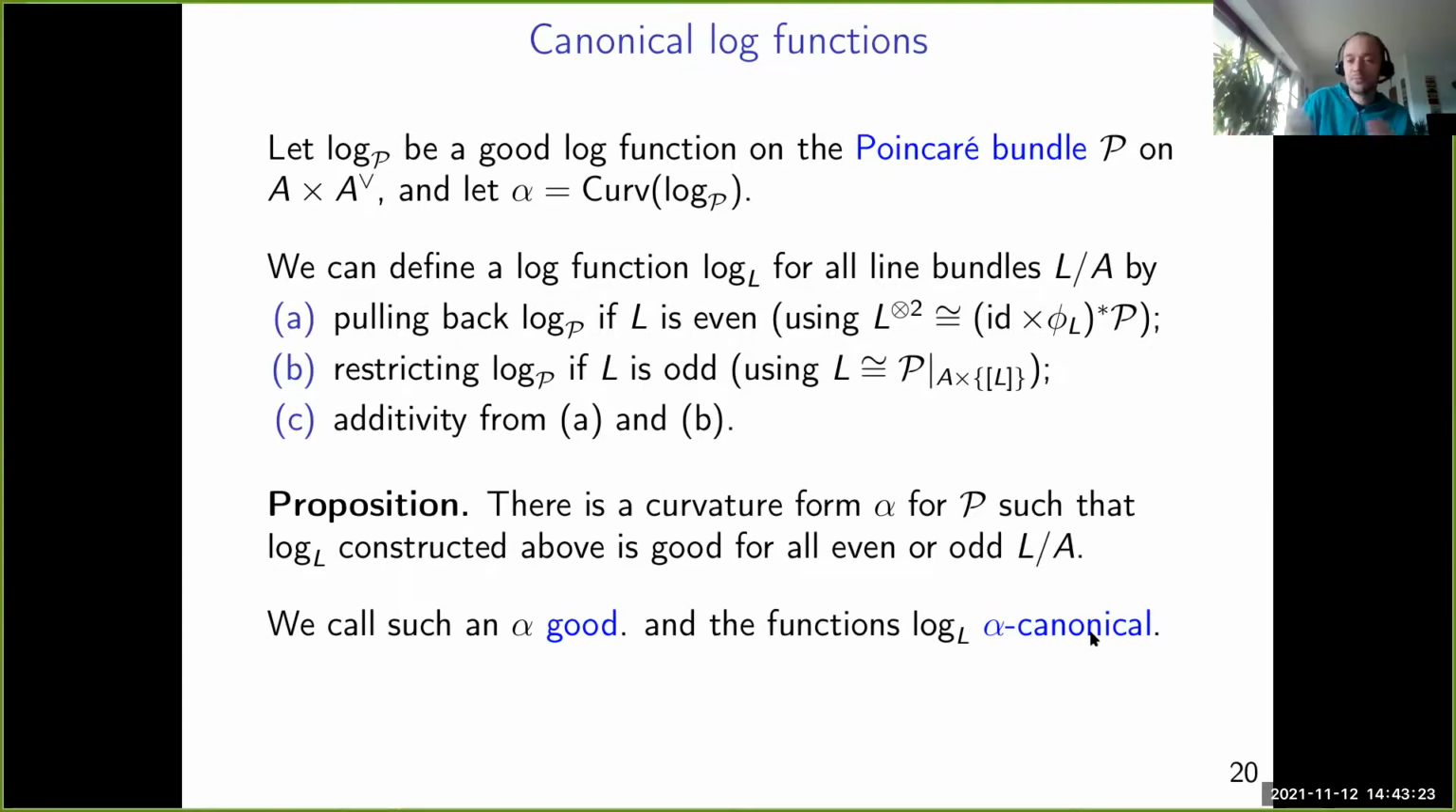In what follows, we will fix the choice of such an alpha, and then we can talk about canonical log functions. Maybe as a side remark, these alphas are in one-to-one correspondence with splittings of the Hodge filtration. It means that our definitions of the height will have the same sort of ingredients that other constructions of p-adic heights have. You fix a splitting of the Hodge filtration, and you fix an idele class character. And this is how the splitting shows up. It gives us a curvature form alpha.